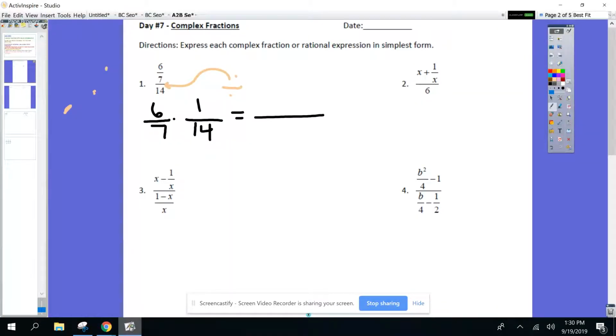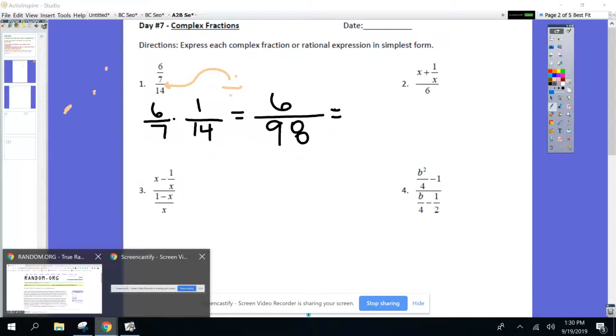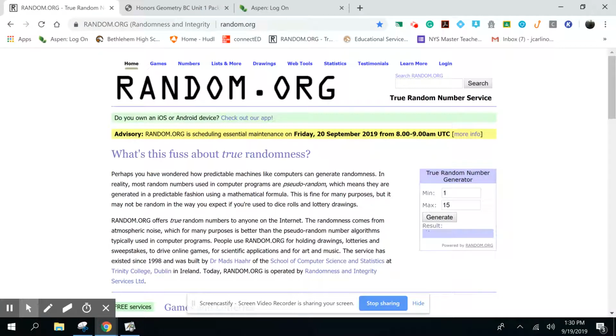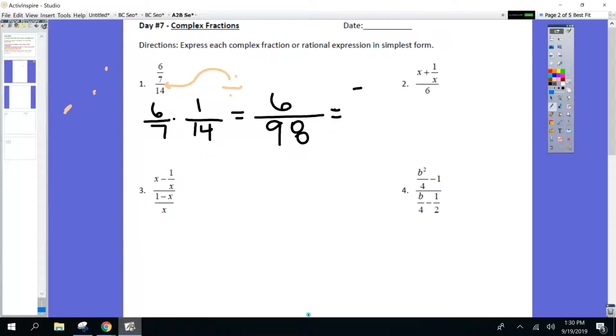You go ahead. 6 on top. And on the bottom, 98. The directions say simplest form. So if I can, I want to reduce 6 over 98. If you have a calculator in front of you, you can reduce it on your calculator. And 10, what do we get when we reduce? 3 over 49. There we go. All done. Anything different? Nope. Okay, same stuff we've done in the past.